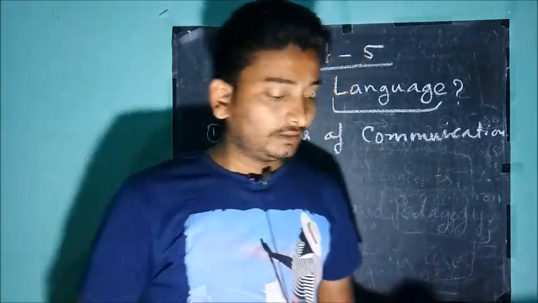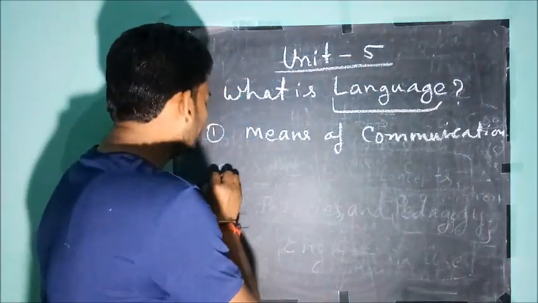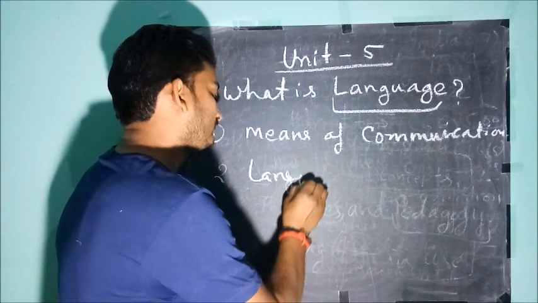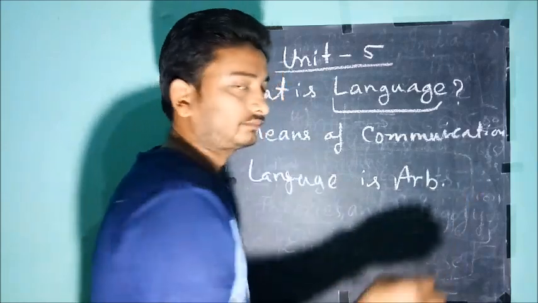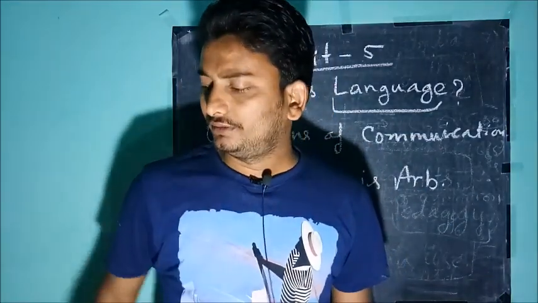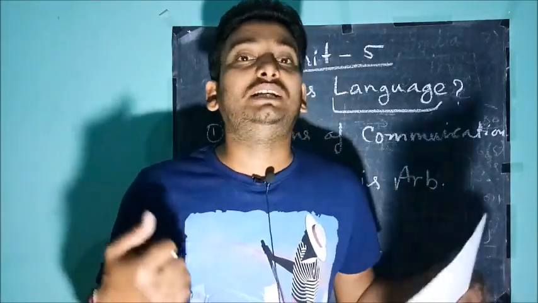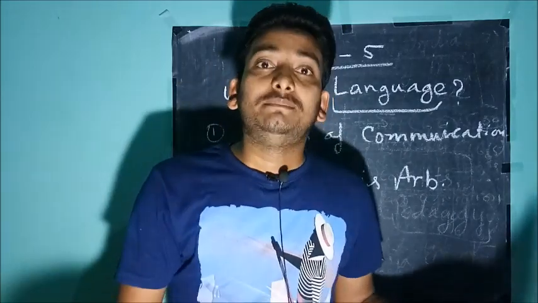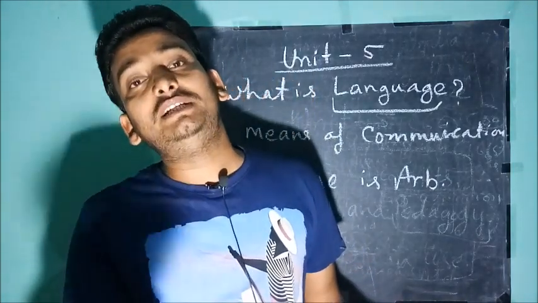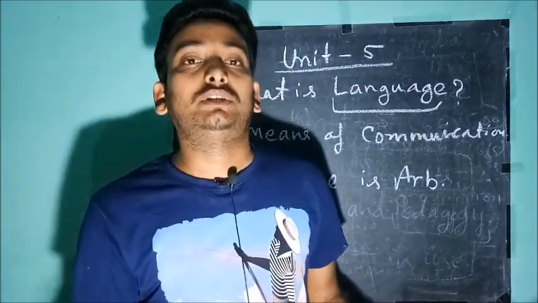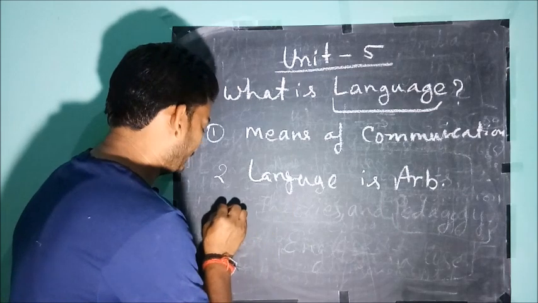The next characteristic is that language is arbitrary. Number 2, arbitrary. Arbitrary means ऐच्छिक, according to your will, meaning you may use language according to your desire and need. You can manipulate the sounds and symbols according to your need and desire to communicate your thoughts and feelings.